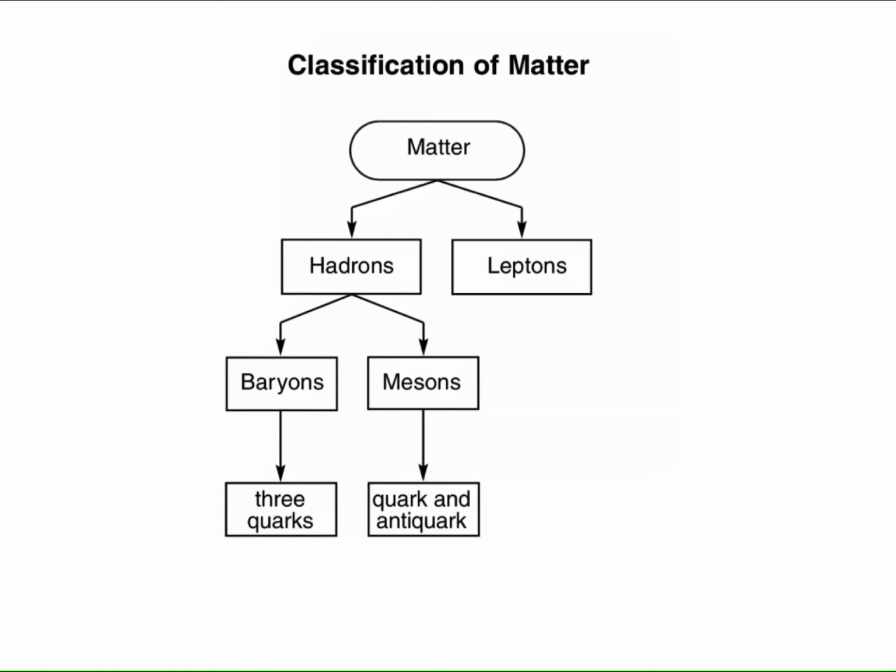Now, before you start panicking, this is on your reference table, and we're going to walk through this together as we go. So this is the classification of matter chart. Now, matter is everything that exists in the universe. There are two different categories: hadrons, which we're going to get into in a little while, and then leptons. Leptons are the ones we're going to talk about first.